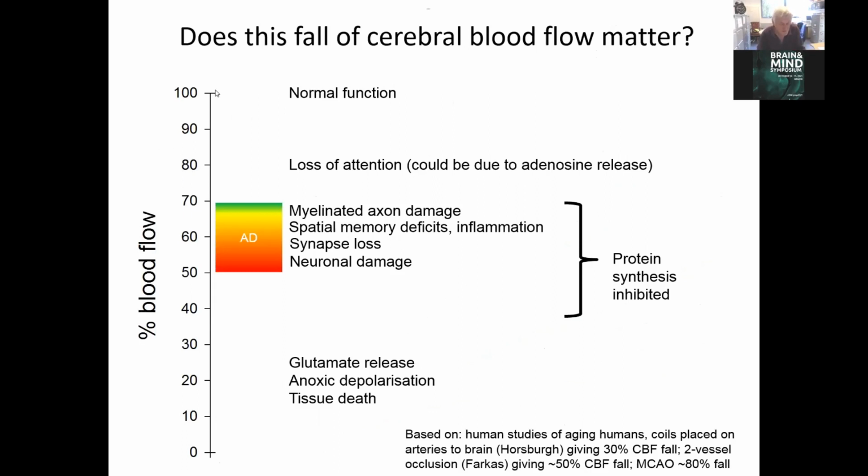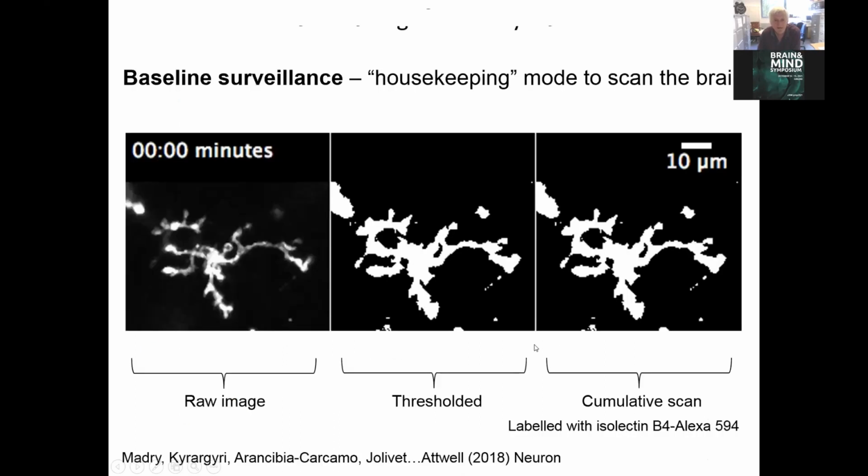If 100% is normal blood flow and normal function, then if you go down by just 20%, you suffer a loss of ability to maintain attention. This may be due to adenosine being released in the brain and then suppressing glutamate release from synapses. By the time you get down to the range of reduction occurring in AD, you suffer damage to myelinated axons, spatial memory deficits, inflammation is triggered, and then you get synapse loss and neuronal damage. And over this whole range, protein synthesis is being inhibited. So that's going to have long-term effects.